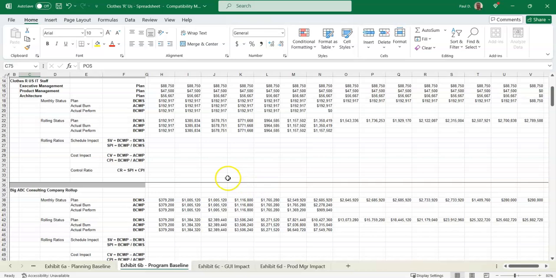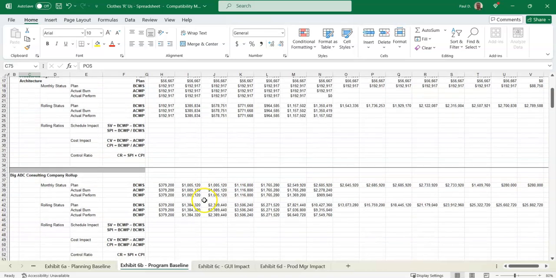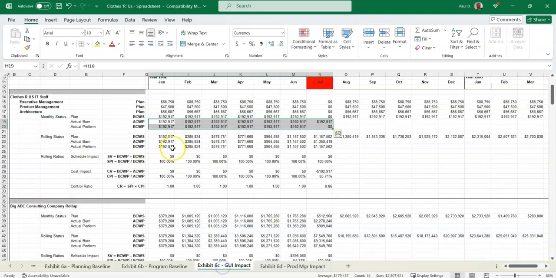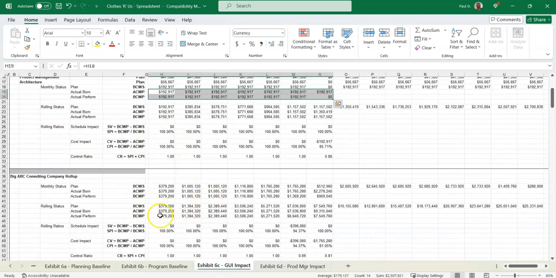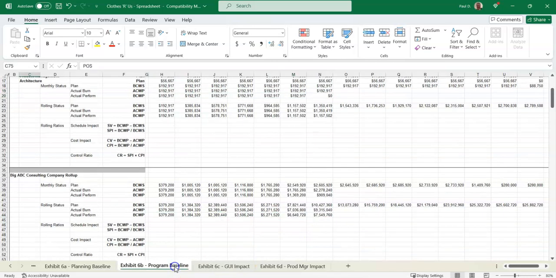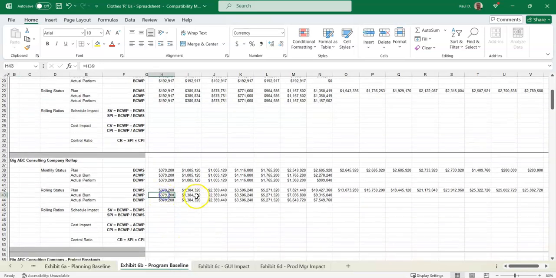But for the sake of Milestone 2, showing how to do the calculations, I am requesting that you can do it for all those, but you only need to do it for the roll-up of the big ABC Consulting Company. So I did the same thing here. I copied those numbers over from here, actual burn, actual perform, right there, and I copied them over to the program baseline right here.